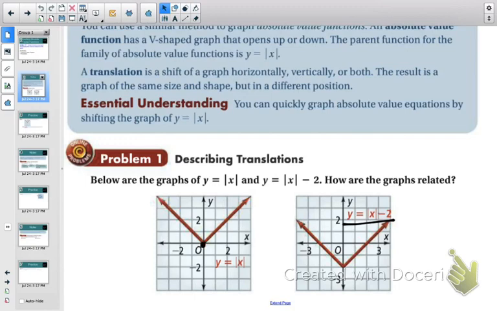Here we call that the vertex. It's the corner point. It's at the origin. Here your vertex is down 2 from the origin. So when you have this minus 2 on the outside right here, it just takes everything and shifts it down 2. If it was plus, it would shift it up 2. We call those a vertical translation, vertical shift.